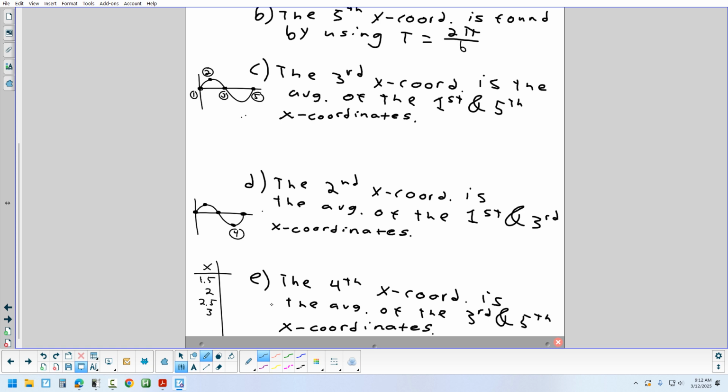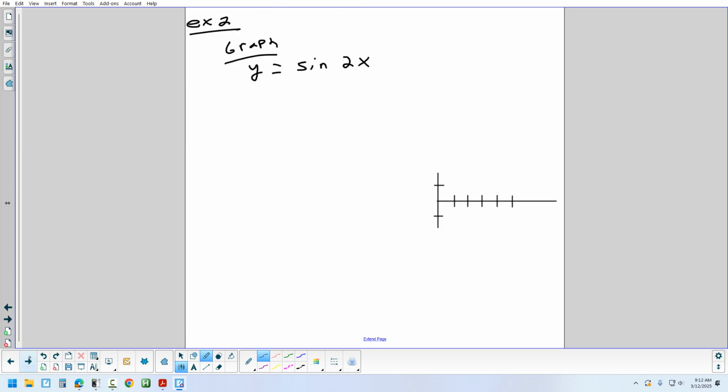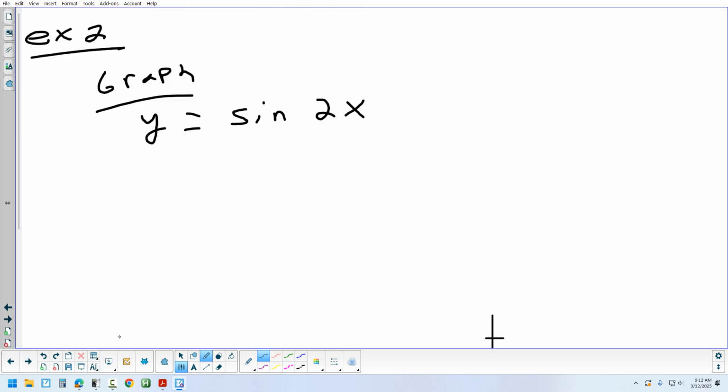All right, so let's take a look at a few examples of a period change. We'll make the table, we'll do the sketch, and then we'll look at a few more different things we can do with sound frequencies. All right, so let's try this one. Sine 2x. All right, so now we know all the different transformations.